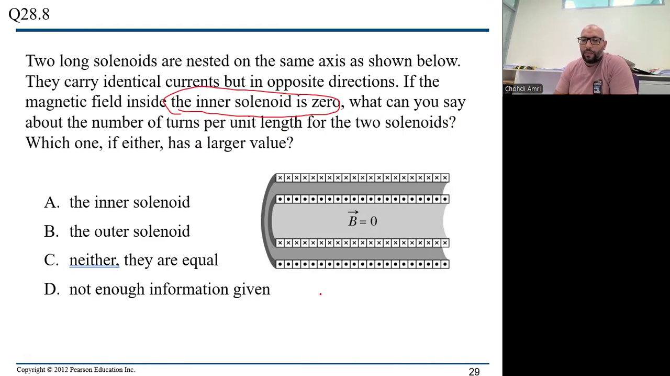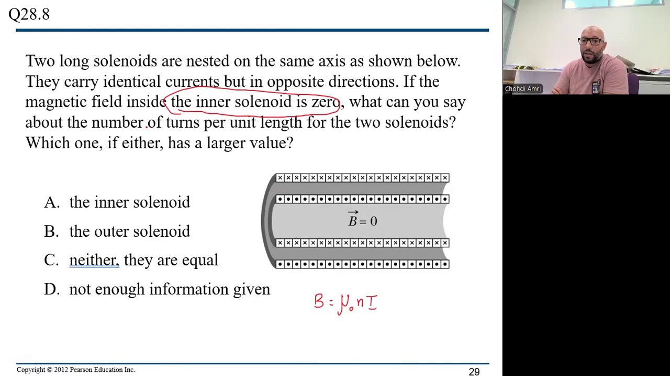As you know, the magnetic field of the solenoid is expressed as mu naught multiplied by the number of turns per unit length, multiplied by the current. However, we have two different solenoids. What's the difference between them? The direction of the current and also the diameter. The diameter of the solenoid does not affect the magnetic field. Which one will affect the magnetic field? The direction of the current, the number of loops, and the length.